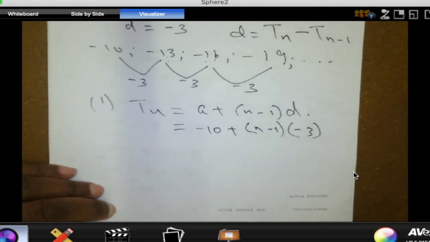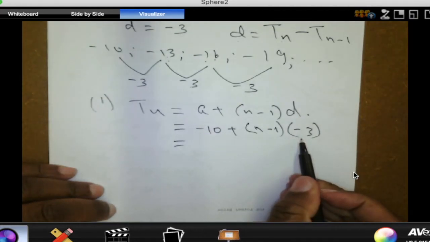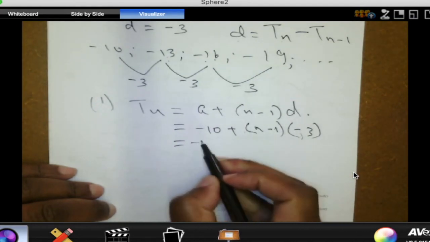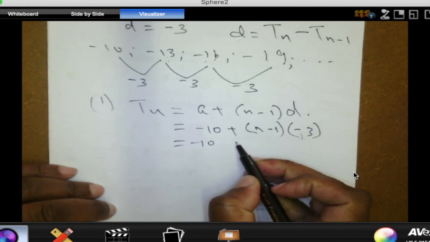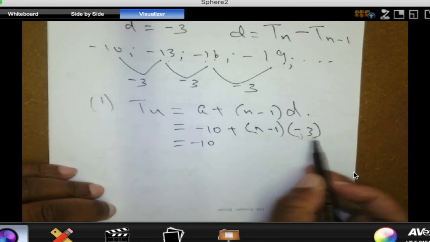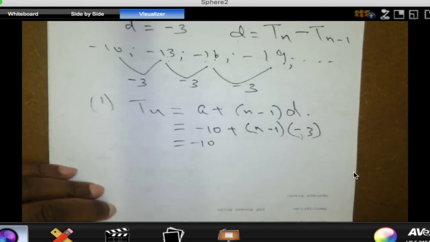Do you see why I'm putting it inside a bracket? You can imagine if that negative 3 is not inside a bracket, it will then look like you are saying n minus 1 subtract 3, right? And I think the best thing is to then move your D to the front if you don't want to confuse yourself. So you can move that negative 3 and bring it in front of n minus 1. But if you won't get yourself confused, just leave it there and multiply.